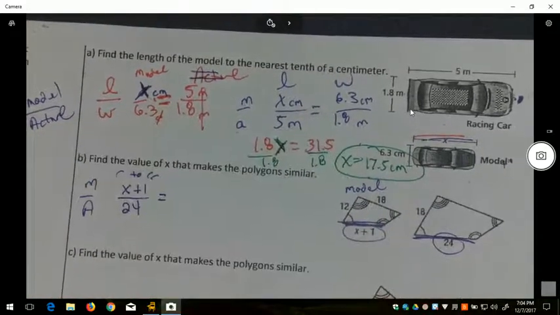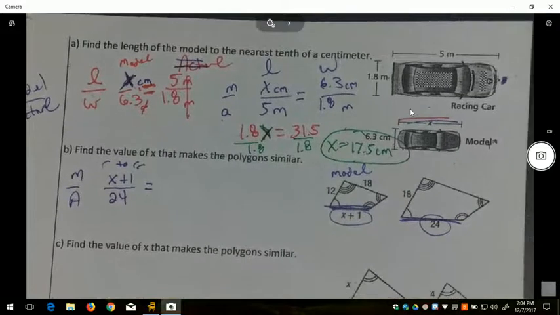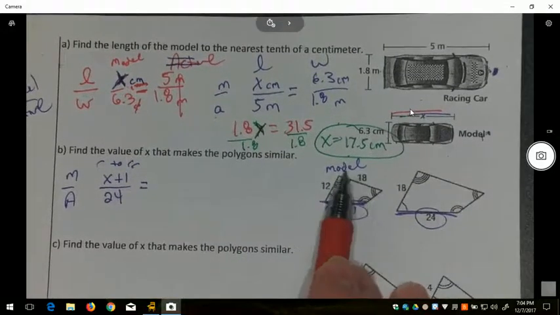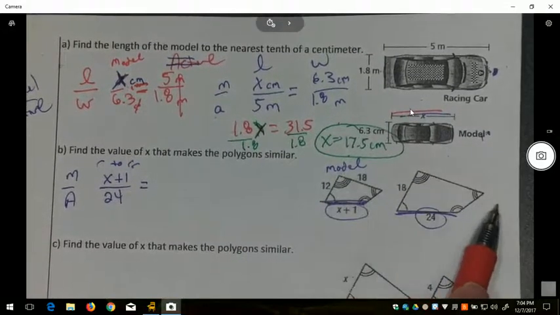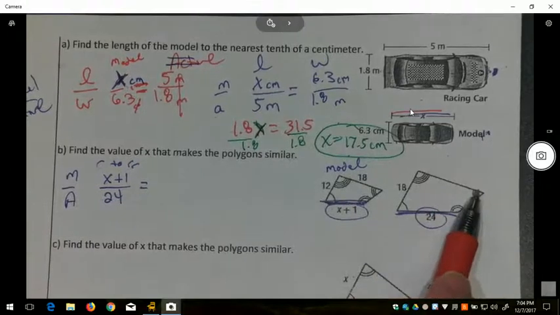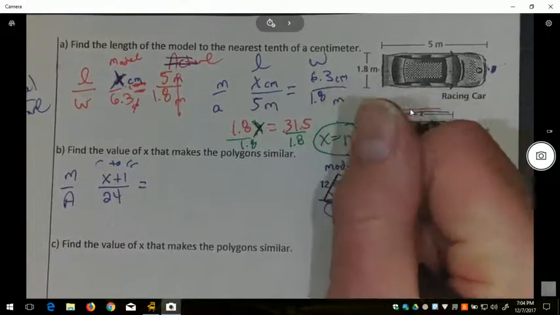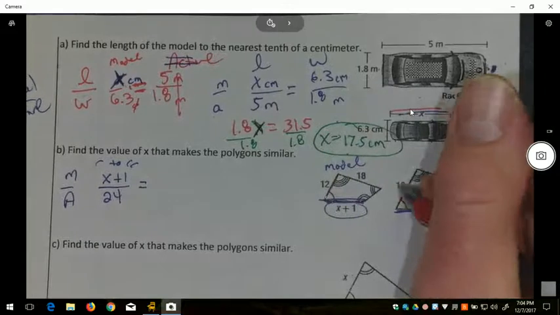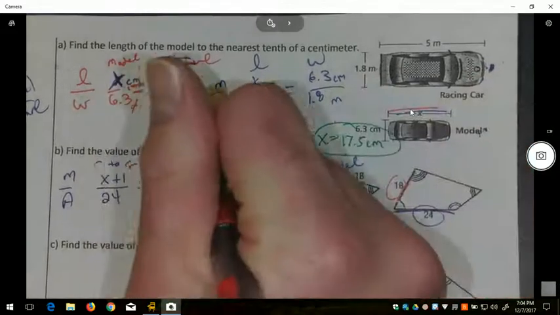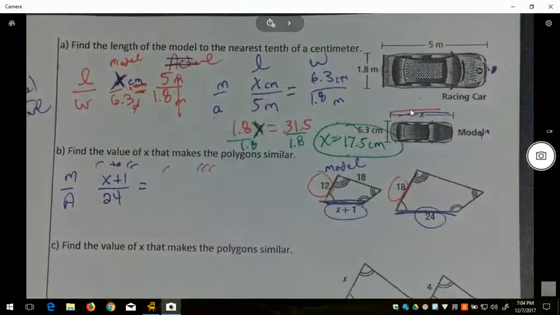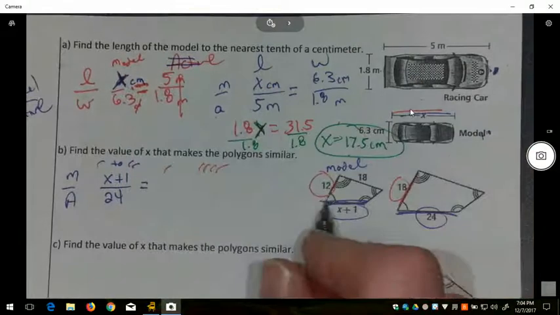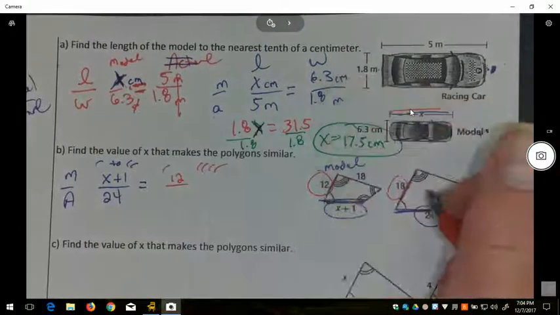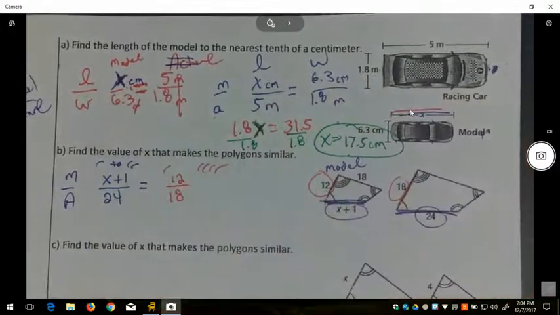And then I can grab any other numbers as long as they're corresponding. I see an 18 here, but that's between quadruple and triple. I don't have a number here, so I can't use it. But I could use this between the single and quadruple. Between single and quadruple, those are corresponding. Between single and quadruple, we've got 12 for what we're calling the model and 18 for the other one.